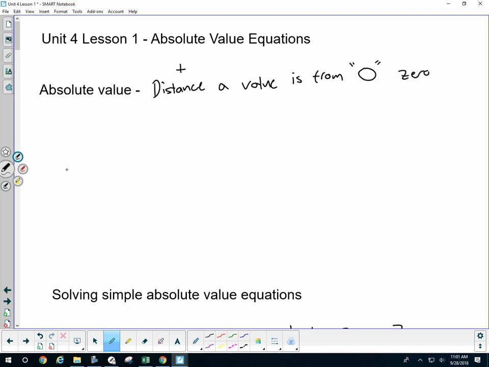Now, if I take the number 3 and I use lines around it, these lines designate an absolute value. We can think about 3 on a number line and its distance away from 0. How far away is 3 from 0? 3. So the absolute value of 3 is 3.